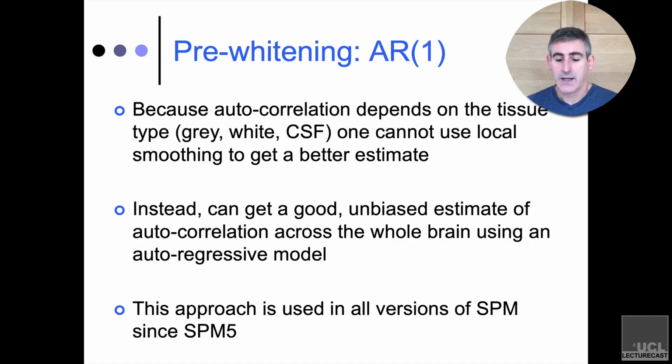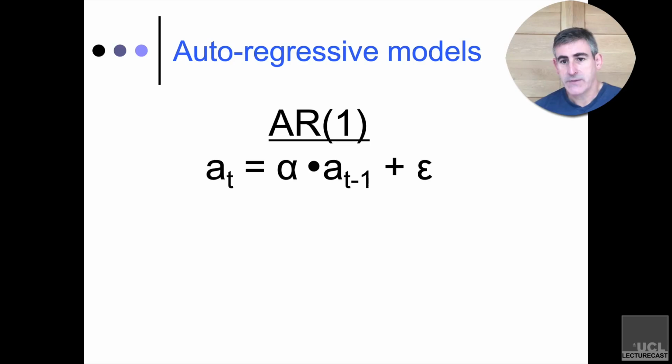It doesn't bias you to getting higher or lower signal in different tissue types, which is an important thing to do. And this is what's been adopted by SPM ever since 2005, the introduction of SPM5. And what they do is they use this very simple equation that will look surprisingly like the general linear model, because once again, it is a linear equation.